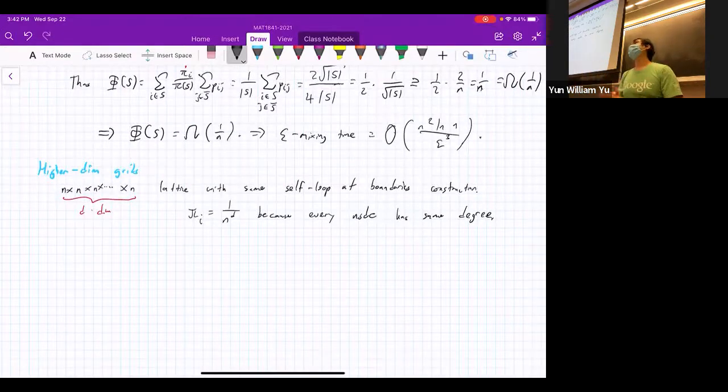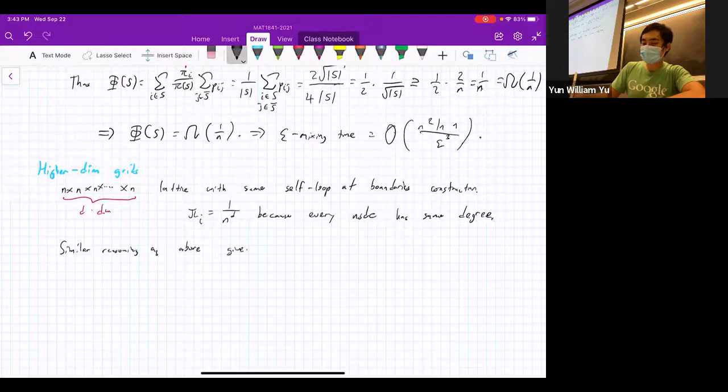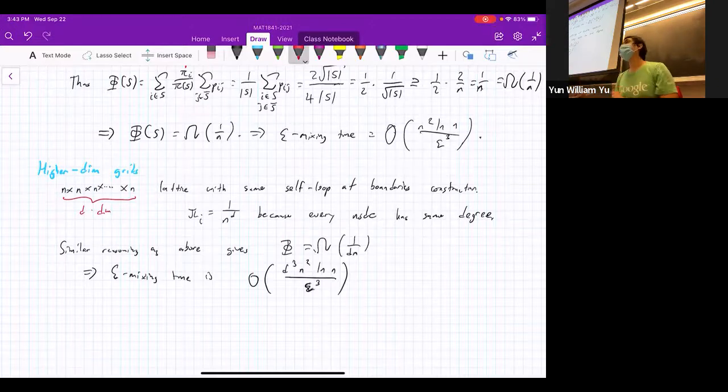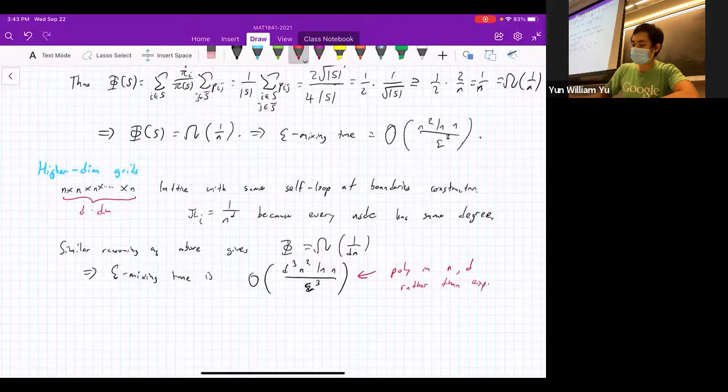And so I'm not going to work through all the different cases because it gets sort of ugly, but using similar reasoning as above, it turns out that the conductance is going to be equal to omega of 1 over dn. Okay, so you do have some scaling by dimension, which is what you'd expect, but when you plug that in, what you get is that the epsilon mixing time is O of d cubed n squared log n over epsilon cubed. And note that now this actually is good because this is a much smaller polynomial than n to the d. So this is poly in n and d rather than exponential. And this is, of course, much smaller than the cover time, the time it takes to explore everything, omega of n to the d.